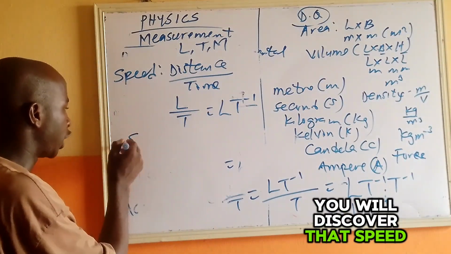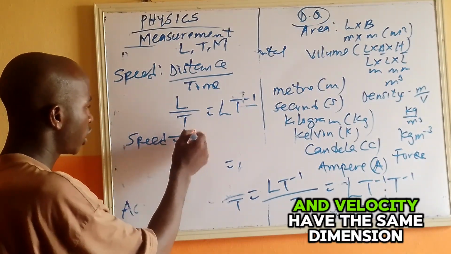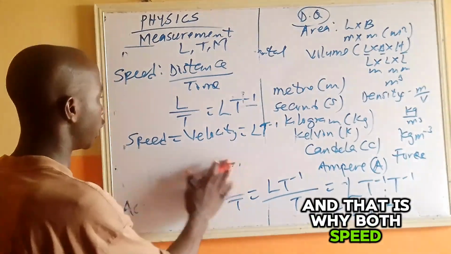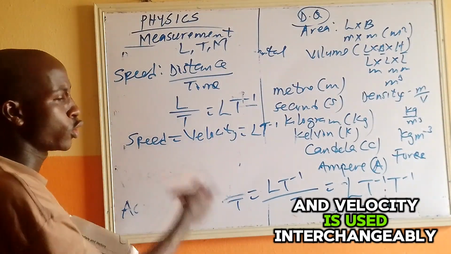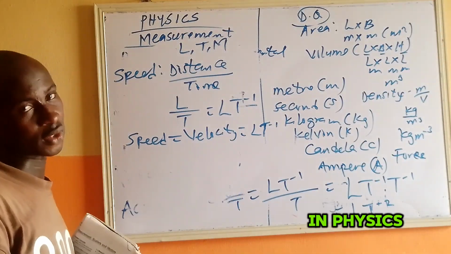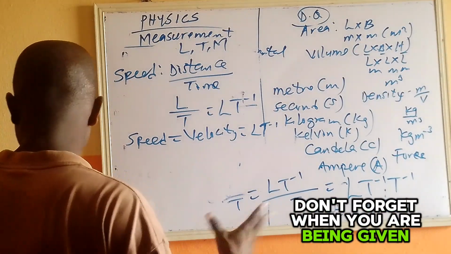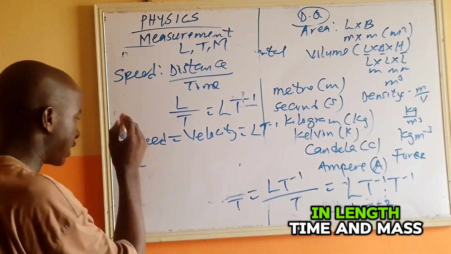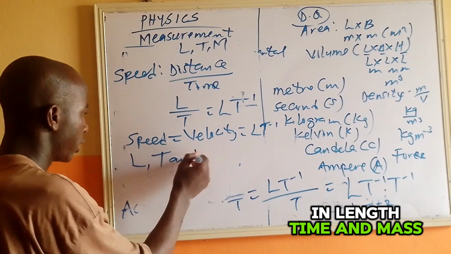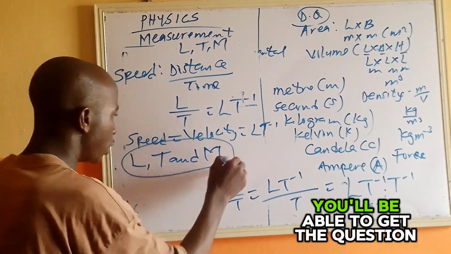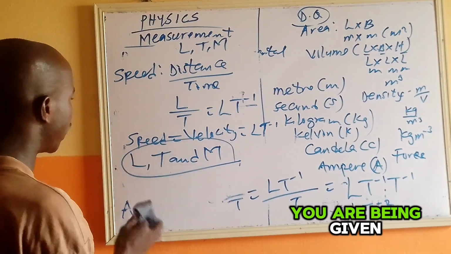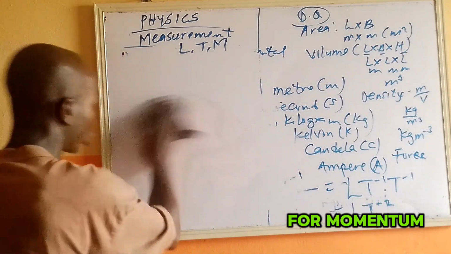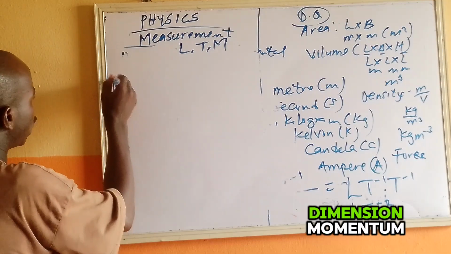You will discover that speed and velocity have the same dimension, and that is why both speed and velocity are used interchangeably in physics. So therefore, don't forget, when you are being given any questions on dimension, all what you need is to give your answer in length, time, and mass. So with these three, you'll be able to get the question you are being given. So quickly, let's look at dimension for momentum, and that is where I'm going to stop for dimension.